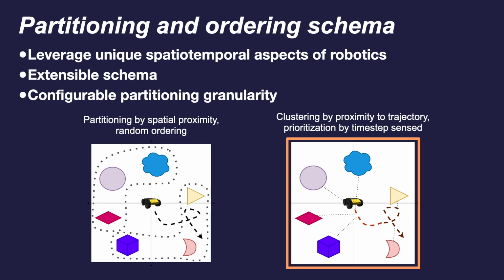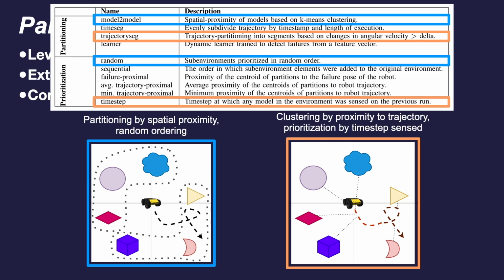In other words, the trajectory of the robot is partitioned, and elements are separated into 2 or more partitions according to which trajectory segment they are nearest. During testing, the resulting subenvironments are tested in order of which partition contains the lowest average time step at which the robot sensed these elements. These examples show 4 example schema, although others have been tested in our study. These schema are further elucidated in the paper.